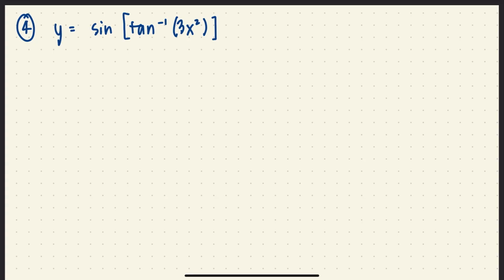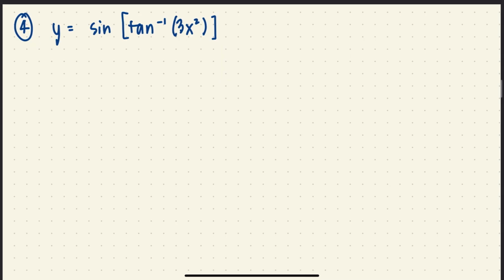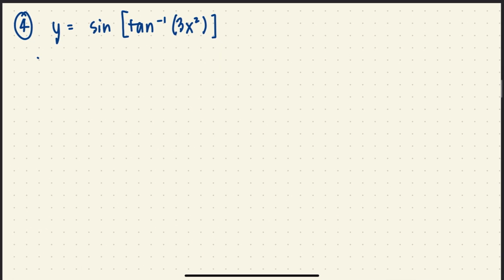We continue with the fourth example. It's y is equal to sine of arctan of 3x squared. So, as you can see, the inverse trigonometric function is inside of a trigonometric function. So, we will use the chain rule. We start from the outer function going to the inner function. So, we start with the derivative of sine. So, this is cosine. Cosine of, we treat this as your u.